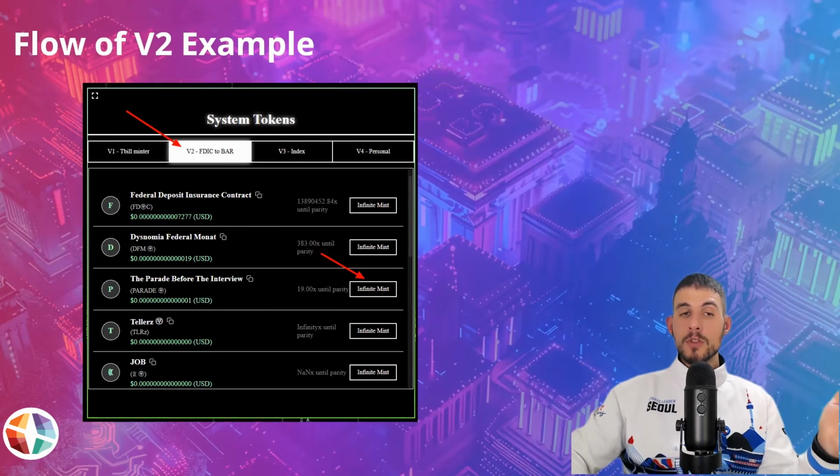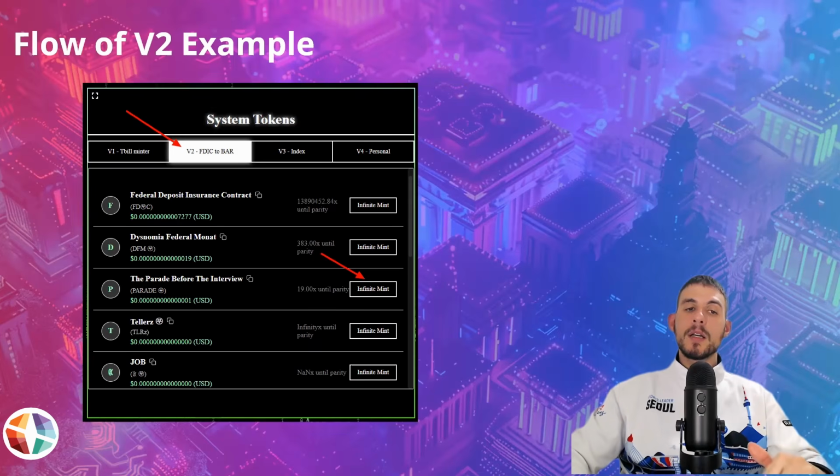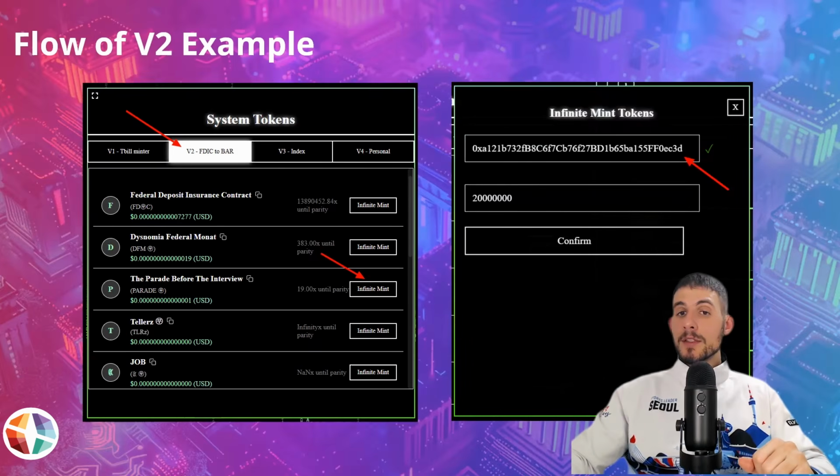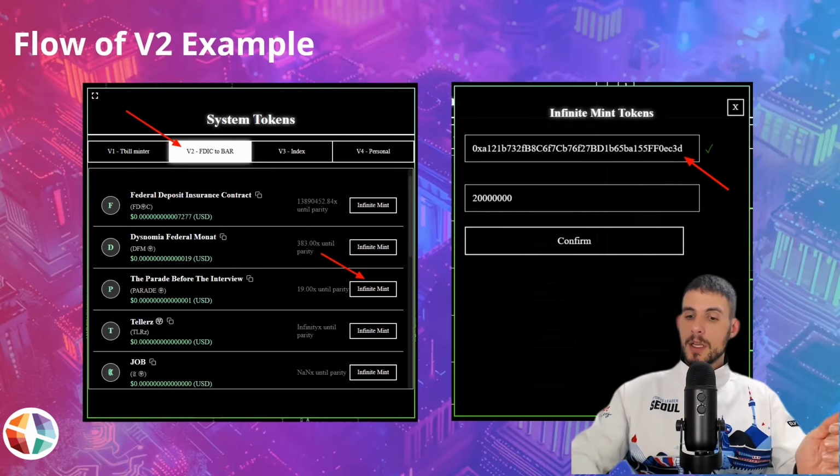So first, on the Treasury System.win, when you go to V2, you would go to FDIC and bar, and then you would click on the Parade. So this is the Parade. You must obviously have to have safety in your wallet or any of the children tokens in your wallet, really. And then you would enter the safety contract address once you press infinite mint. So you copy and paste the safety address here and you'll see a tick and then you get 20 million. And then you could confirm the transaction and then it will go through that loop process and therefore you'll be able to claim up the line.